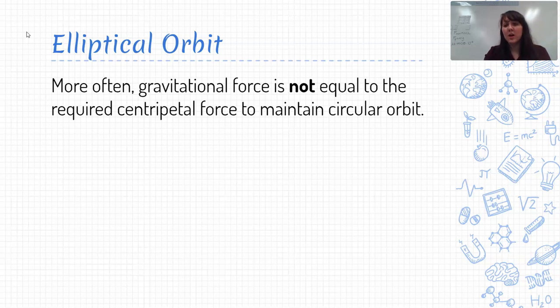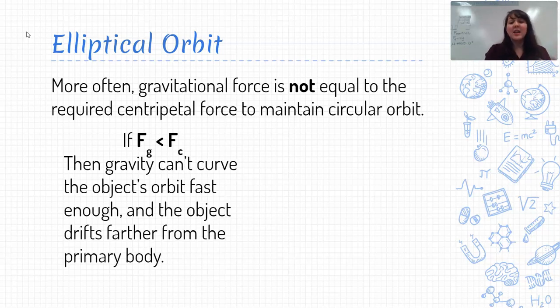Okay, so more commonly, gravitational force is not going to be equal to that centripetal force required for circular orbit. What that means is sometimes we end up with situations where the gravitational force is less than that target centripetal force that we've calculated. If that's the case, gravity's too weak to keep that object curving around the primary body, and so it ends up drifting too far away from the primary body, and it sweeps out farther and farther away instead of maintaining a nice constant radius.